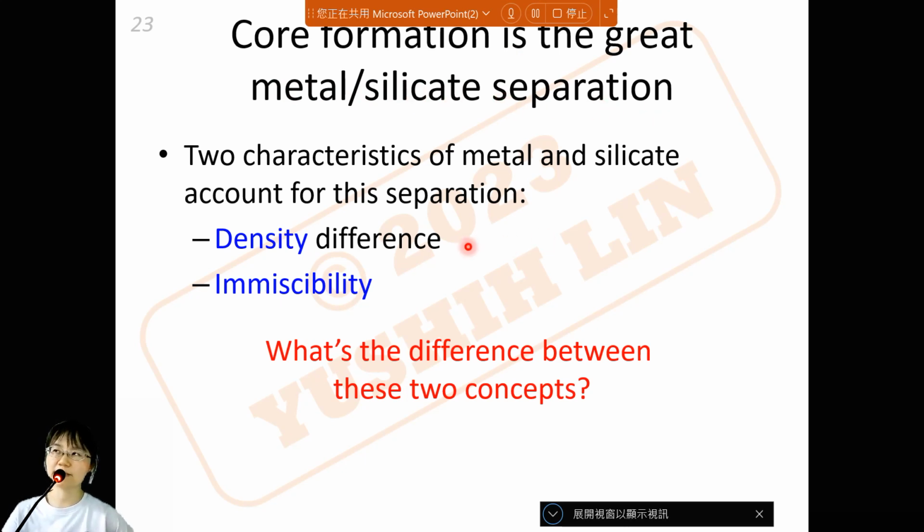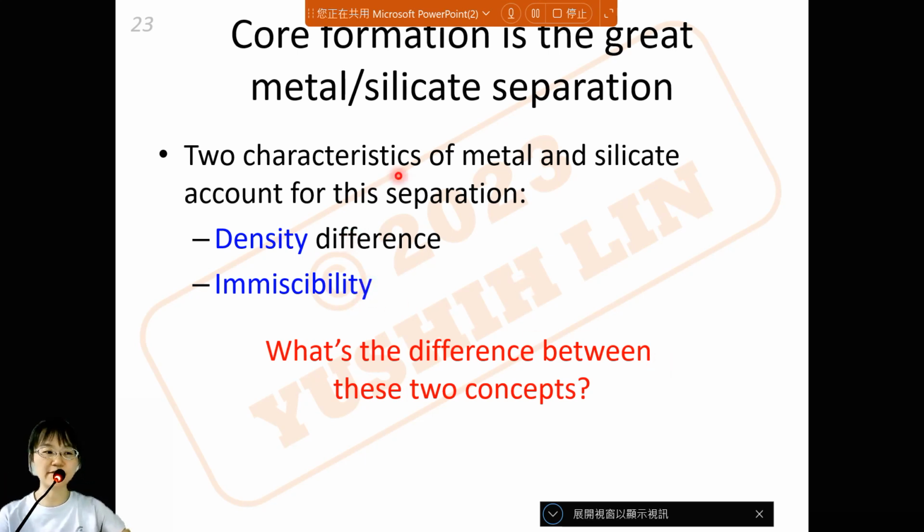So the separation happens next. Why did the separation happen? Scientists believe that there are two characteristics that will result in the separation. The first is density. The second is immiscibility. What is immiscible? You must have your daily experience when you drink a cup of soup. You will see oil droplets at the top of your soup. The oil will not really blend in the soup because oil is immiscible with water. So this is called immiscibility.